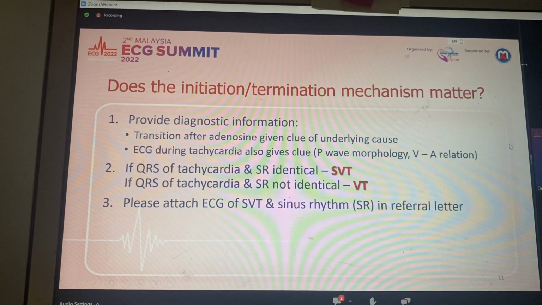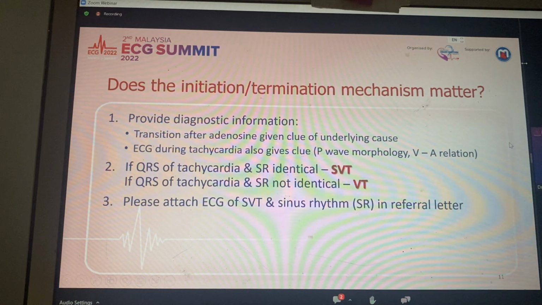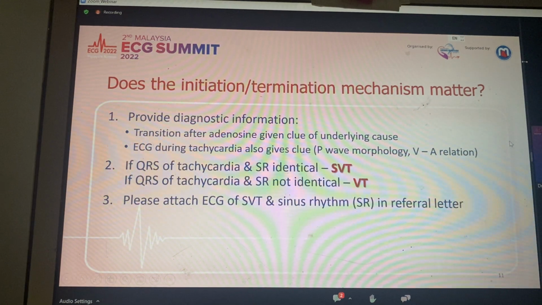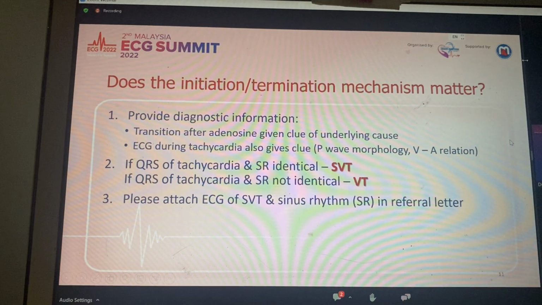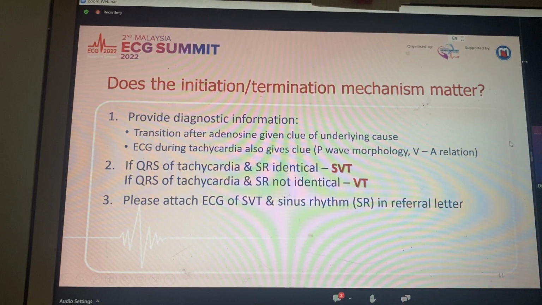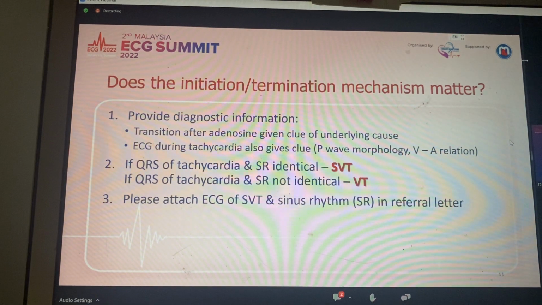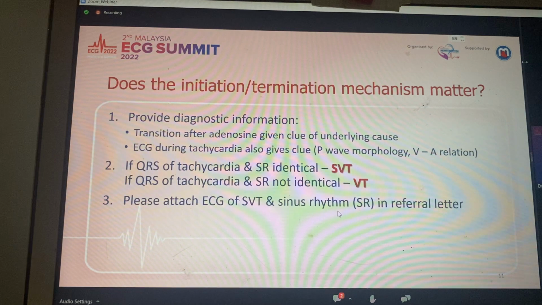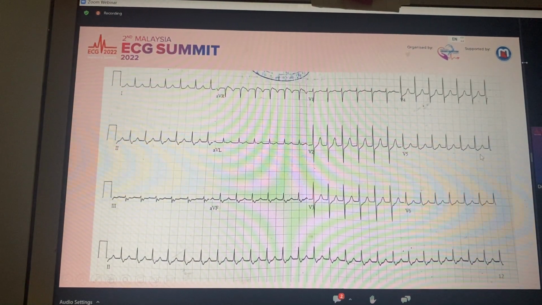All right. Another thing is if you have the sinus rhythm ECG and you have the tachycardia ECG, we can always compare. If both are identical, most likely it will be SVT, and if the tachy ECG and the sinus ECG are not the same, most likely it's a VT. All right, so always remember to attach the tachy ECG, the SVT ECG, and the sinus rhythm ECG in the referral letters. Like for example, I want to show you this.